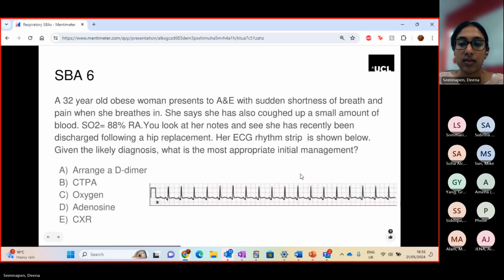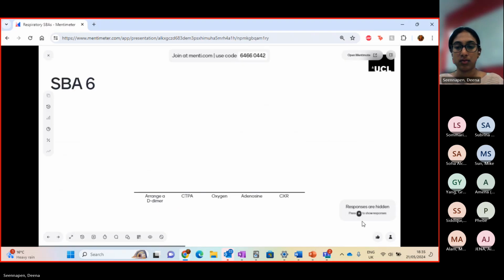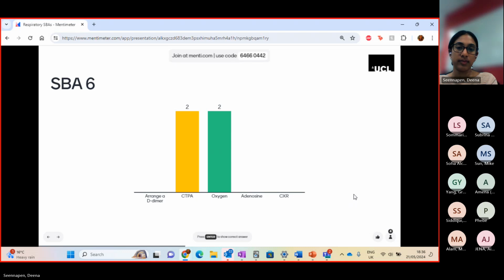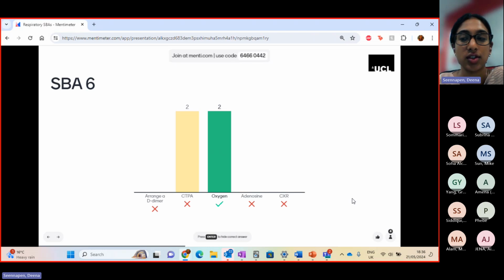Okay, I'll go. The CTPA, oxygen. Okay. Anyone want to keep voting? Okay, so kind of split between these two. And these two definitely would be the most likely answers. So the correct answer is actually oxygen.